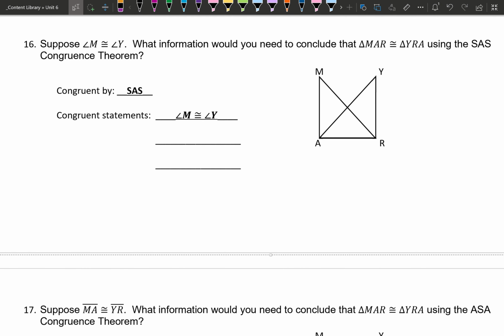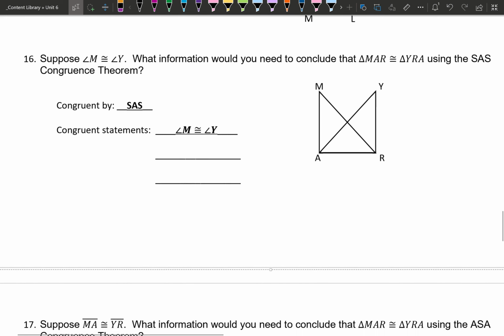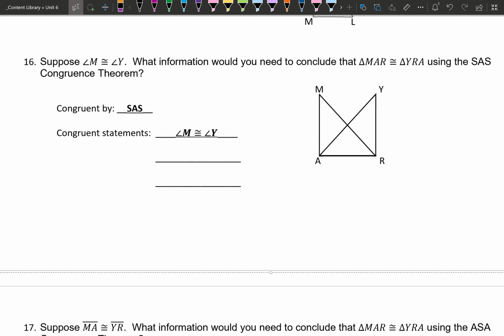Number 16. Suppose angle M and angle Y are congruent. What else would I need to make these congruent using side, angle, side? Well, let's check it out. Here I have angle M and angle Y. They're already congruent. I need two more sides to make these two triangles congruent to each other.